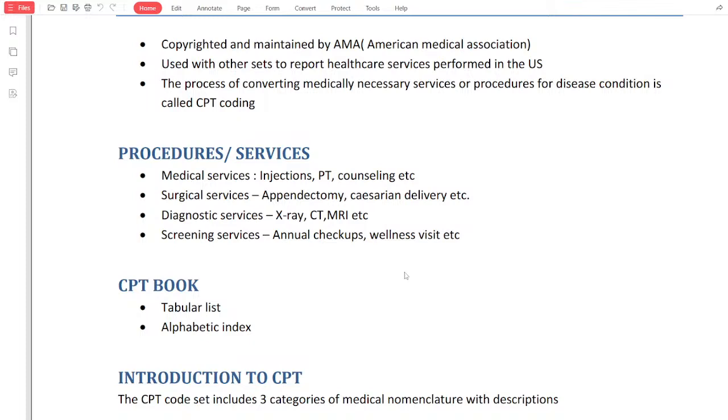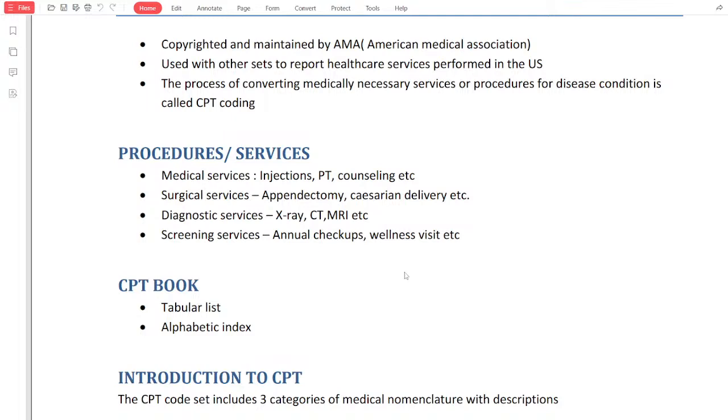Next one is surgical services. Surgical means surgery-related things. For example, appendectomy, a surgery for appendicitis. Clear? So it's a procedure. And cesarean delivery, everyone knows about that. What is cesarean delivery? It's an operation for pregnant ladies. So appendectomy, cesarean delivery, etc., are considered surgical services.